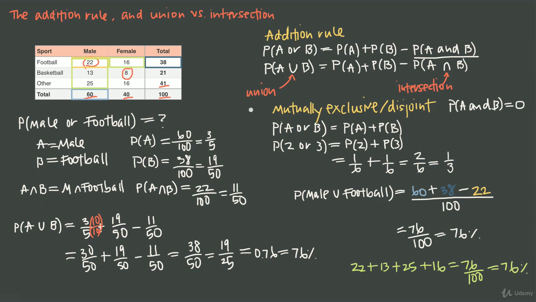So I'm just showing you all of these different ways to reinforce the idea that all we're really looking at is all of the people who meet one criteria or the other, and making sure not to double count the people who meet both criteria.